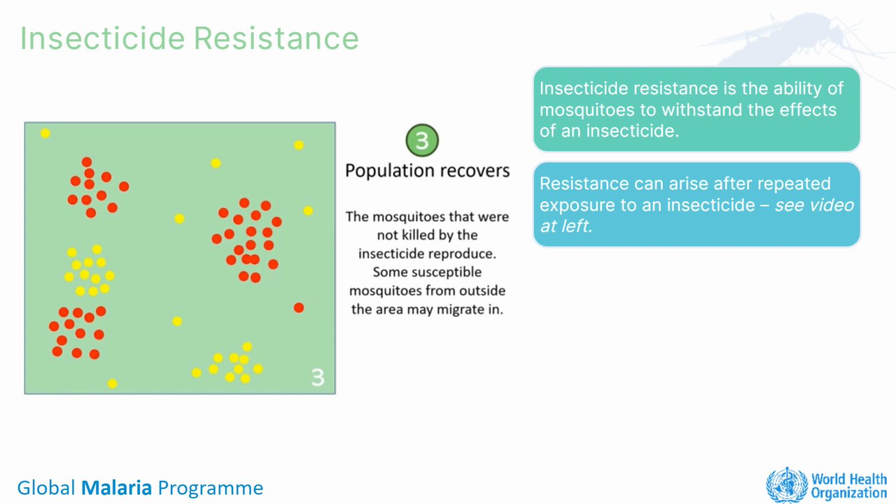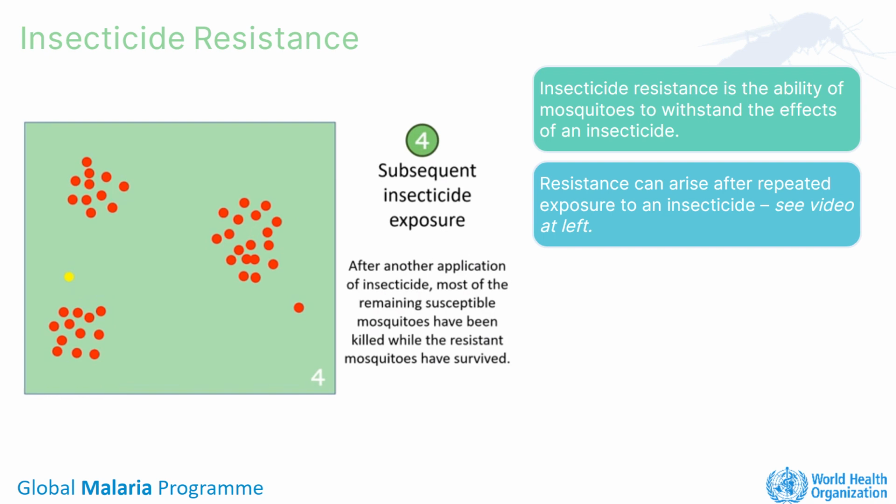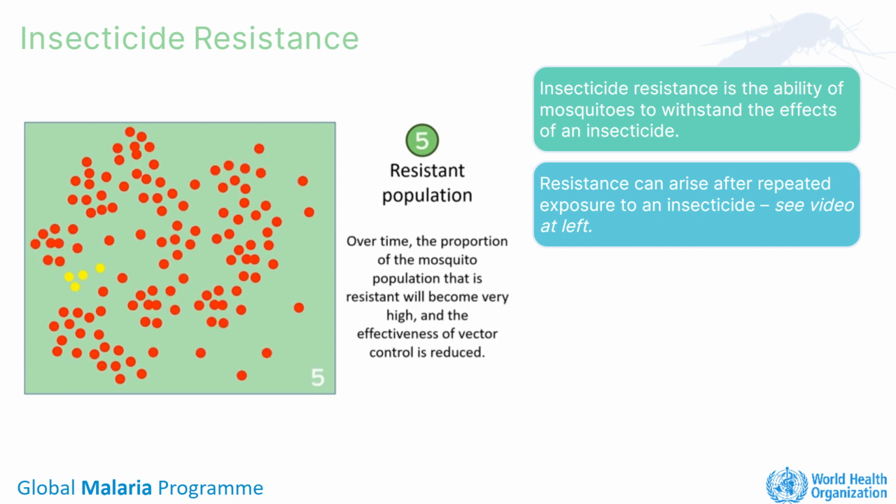Slide 3, population recovers. The mosquitoes that were not killed by the insecticide reproduce. Some susceptible mosquitoes from outside the area may migrate in. Slide 4, subsequent insecticide exposure. After another application of insecticide, most of the remaining susceptible mosquitoes have been killed, while the resistant mosquitoes have survived. Slide 5, resistant population. Over time, the proportion of the mosquito population that is resistant will become very high, and the effectiveness of vector control is reduced.